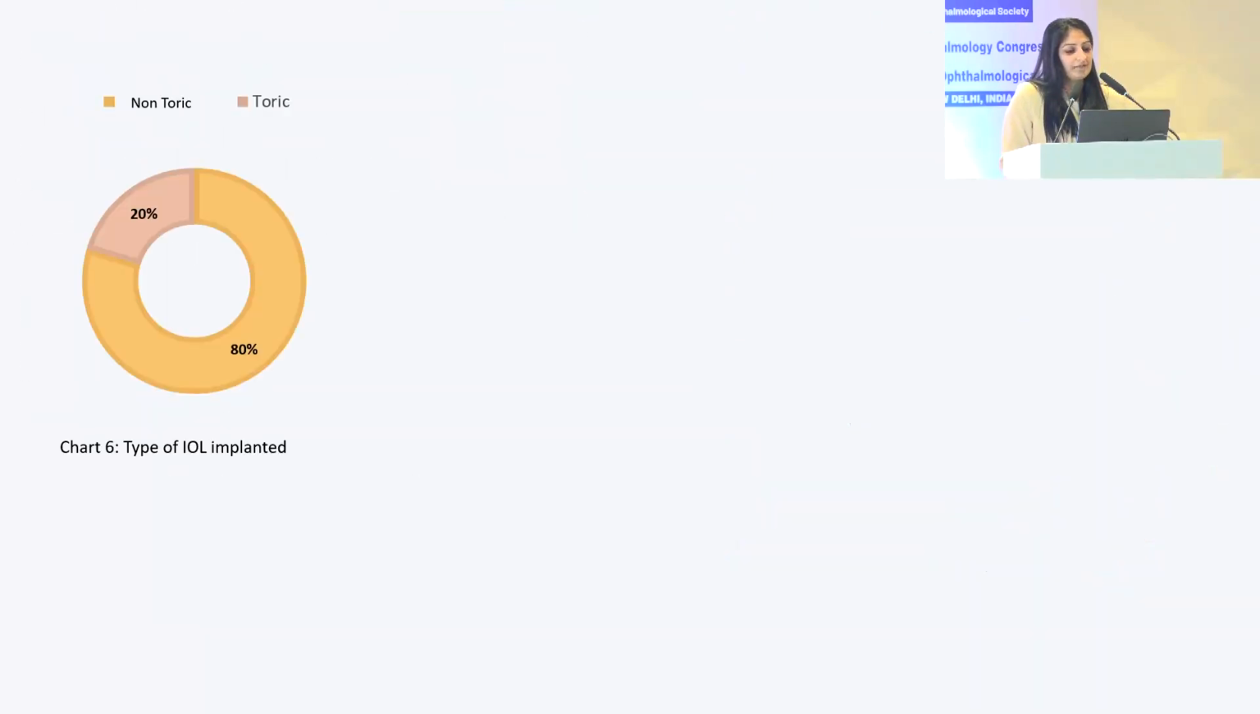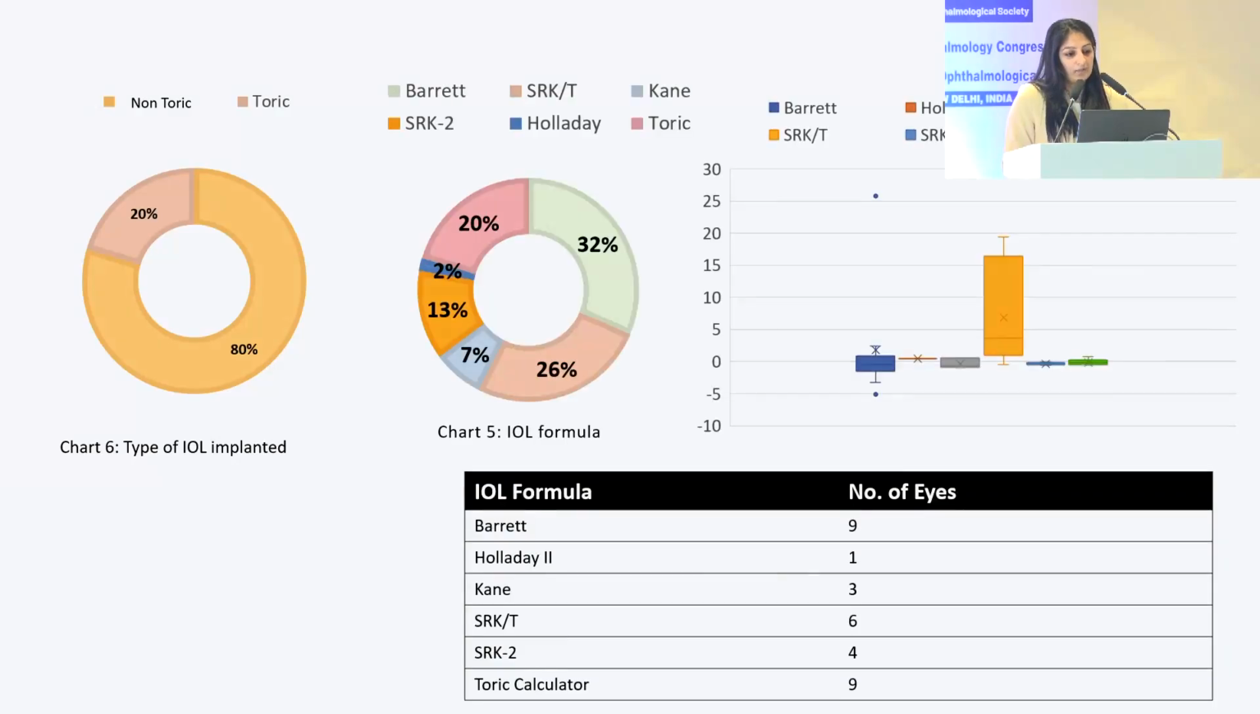80% of the cases were implanted with a non-toric IOL, and surgeons preferred the Barrett formula followed by the SRK/T. In the mild group, all these formulas did equally well, but in the moderate group of keratoconus especially, Barrett did slightly better, and in the severe group it was the Kane.